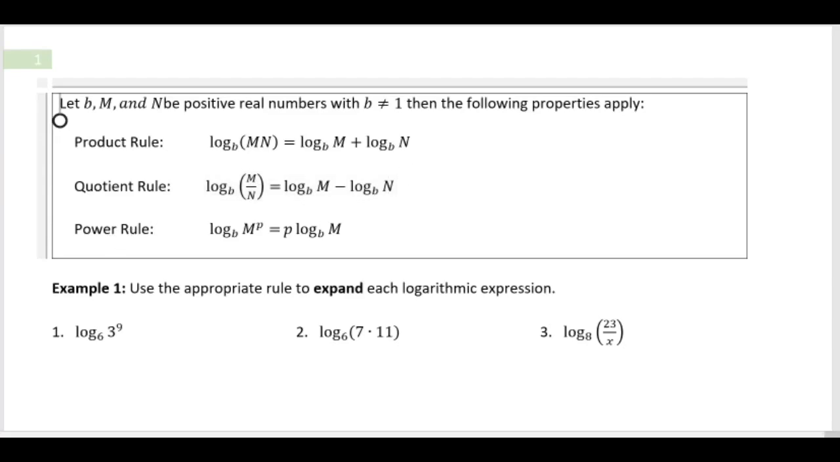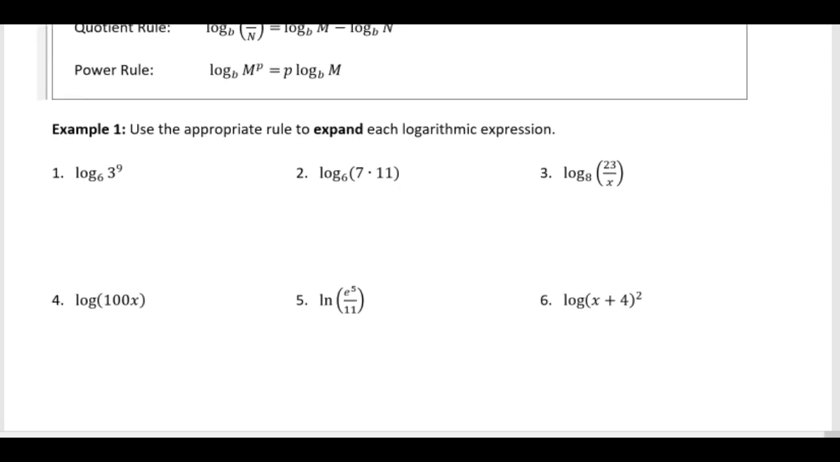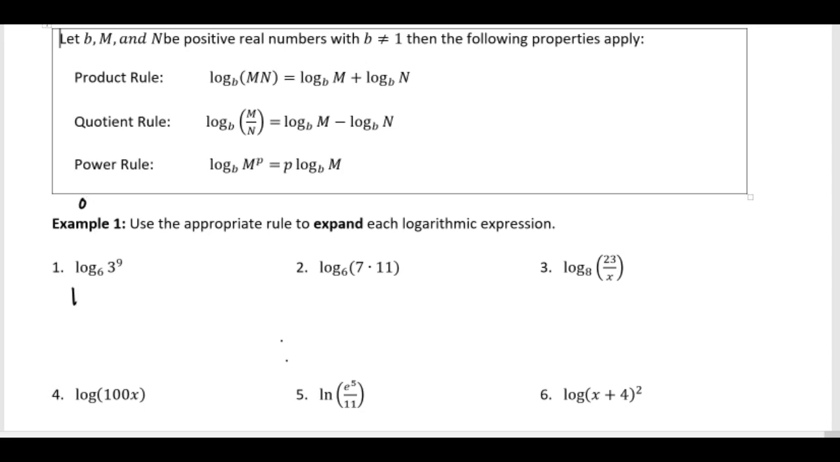And then the last rule that we'll look at here is the power rule. The power rule states that we can take our exponent p and bring it to the front of the logarithm. We use these rules to expand each of the logarithms. So for the first one, we have log base 6 of 3 raised to the power of 9. Since I have an exponent, I can bring the exponent to the front, and I would get 9 log base 6 of 3.